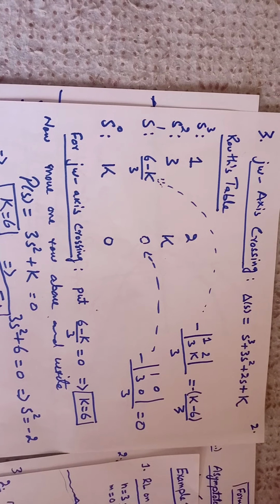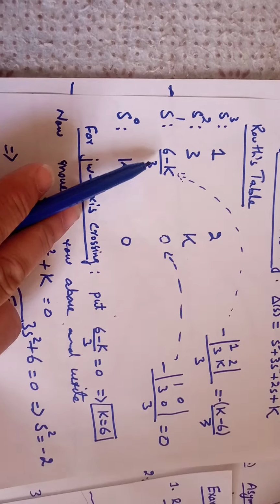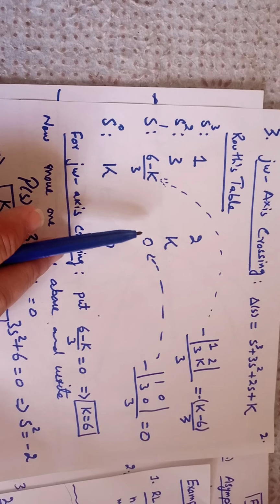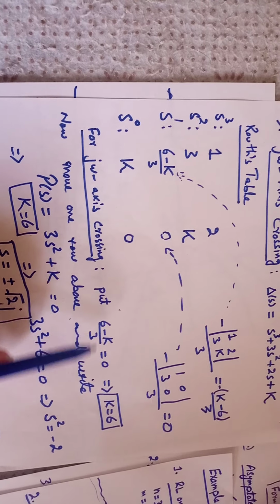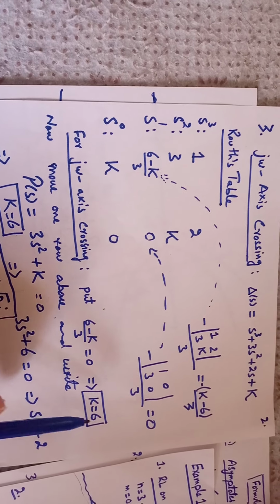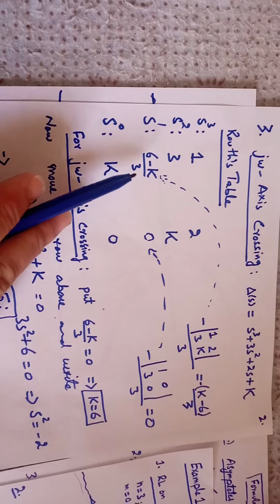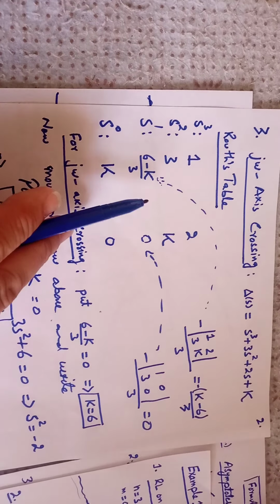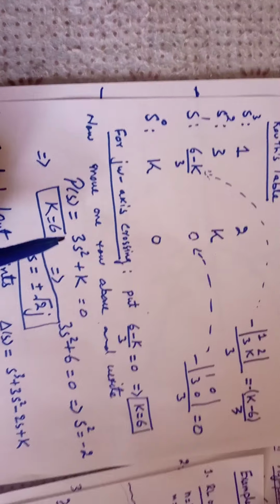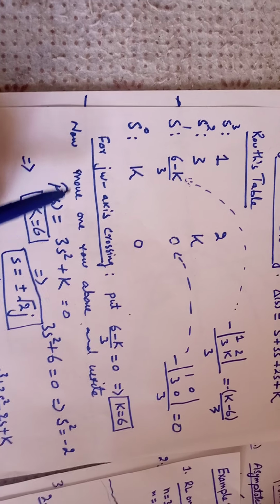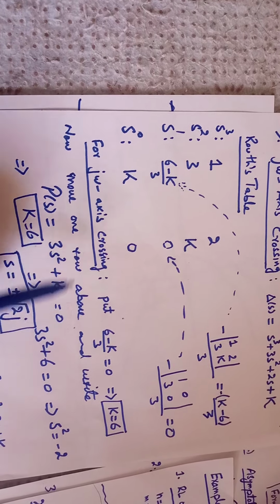Now for j omega crossing, what we have to do is make this whole row 0. How do we do that? We just make this equal to 0. So I put this value equal to 0. From here I calculate the value of k. Now when I put the k, this whole row becomes 0. Now I move to the row above, which is the even row, that is s square. Now I have to write the polynomial here.